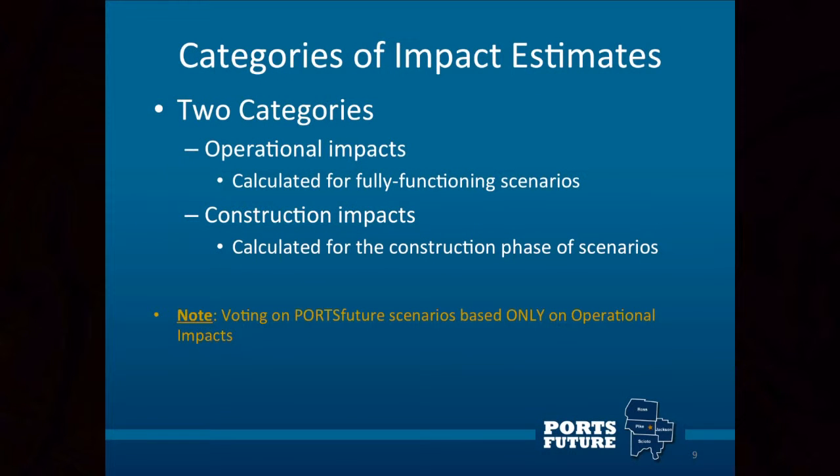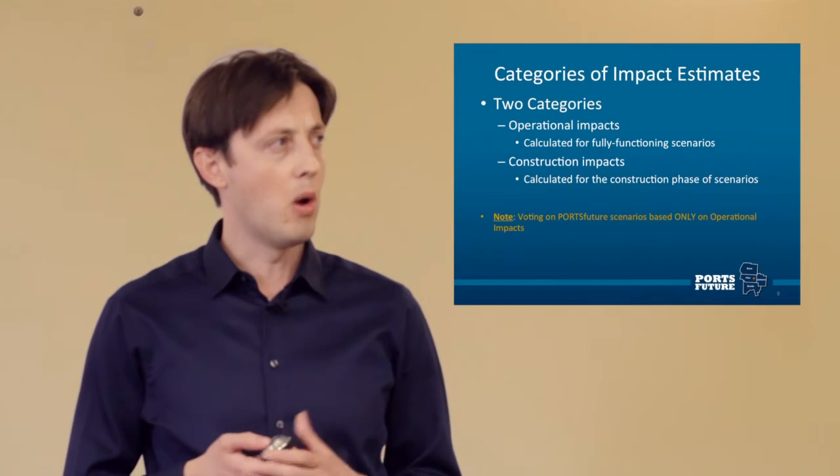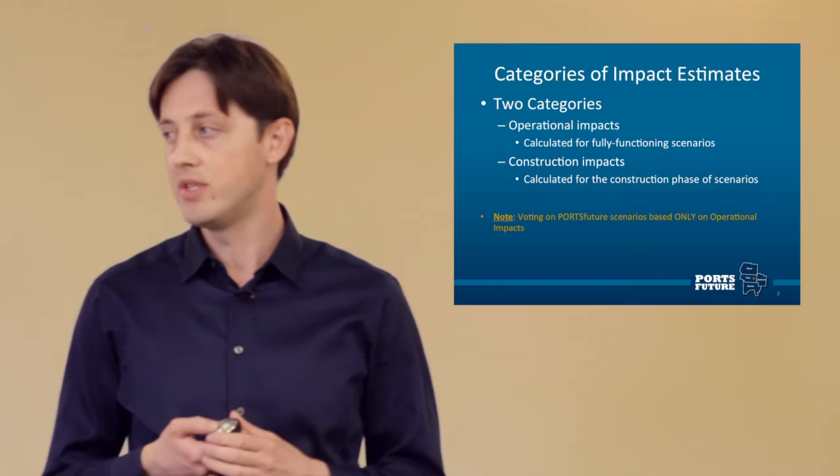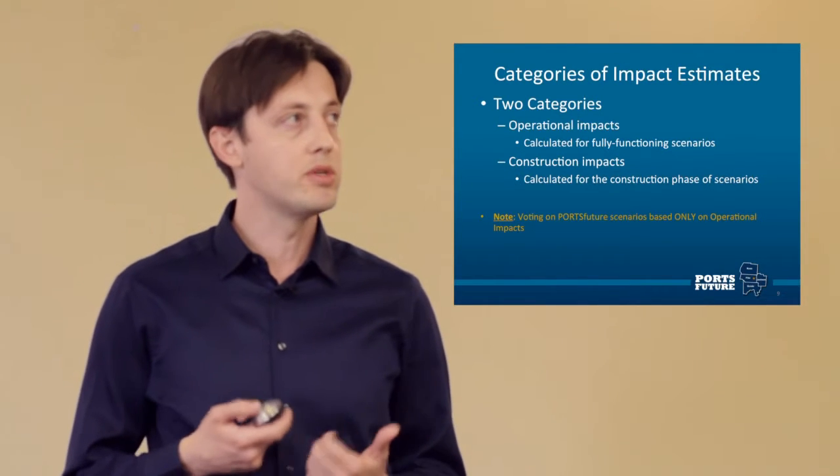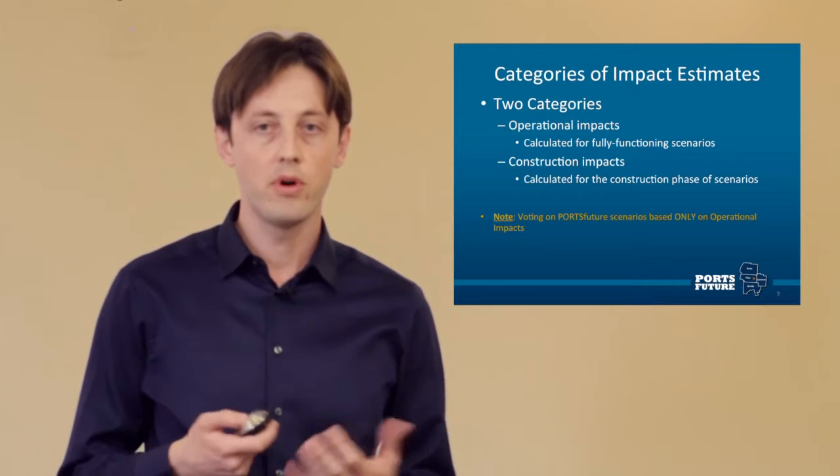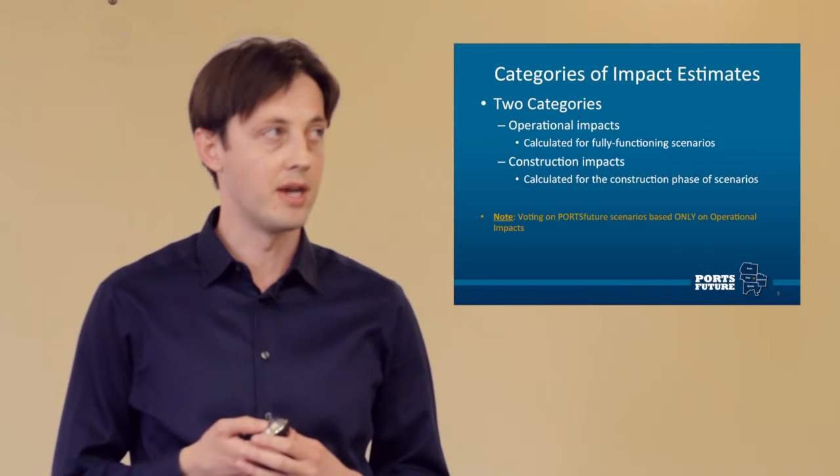Conceptually, when we model those impacts, we divided them into two big categories: operational impacts, or impacts when all these individual nine scenarios will be fully operational, fully completed, and so-called construction impacts, because some of them will need time to build, to construct. So conceptually it makes sense to divide those two activities into these two categories. One important thing is that when we presented those results to the public, we only used operational impacts. So all the voting was done using only the operational impacts.